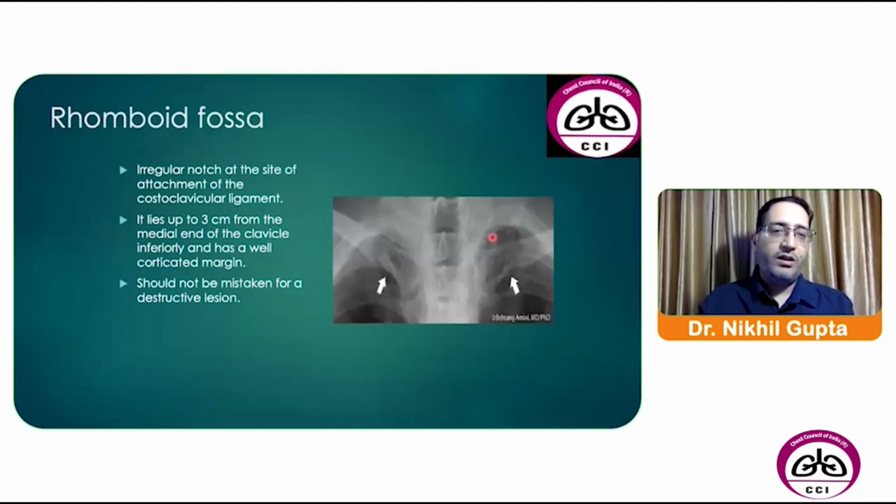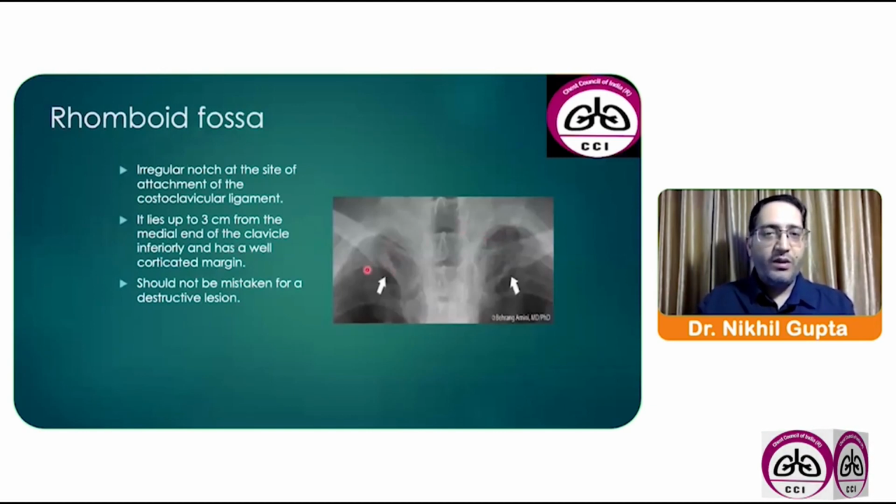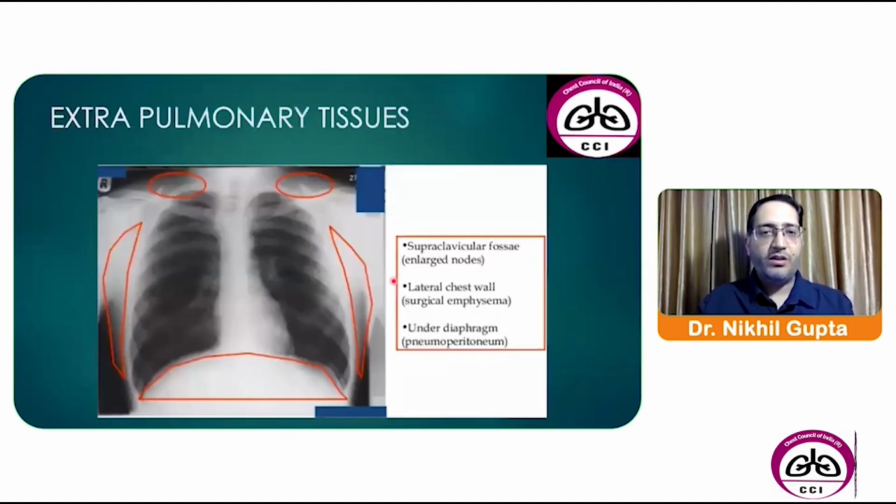A rhomboid fossa is an irregular notch at the site of attachment of costoclavicular ligament. It lies 3 centimeters from the medial end of the clavicle inferiorly and has a corticated margin. So it should not be mistaken for a destructive lesion.